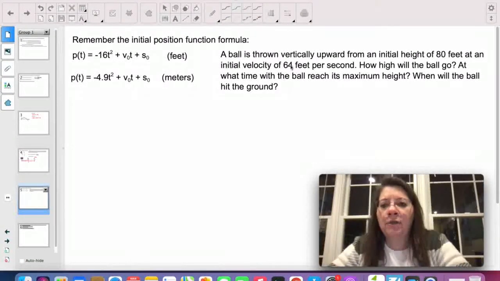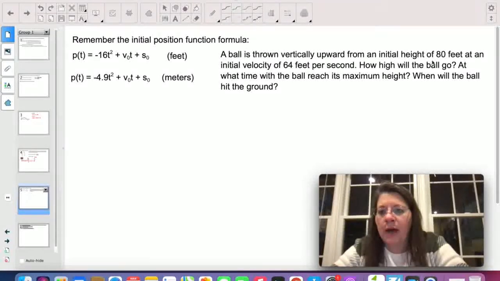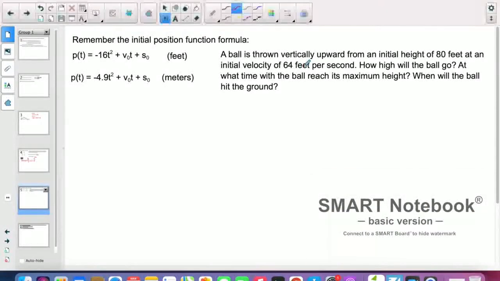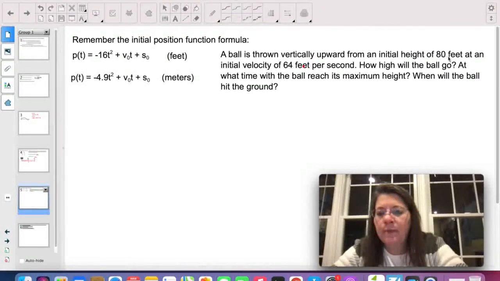So a ball is thrown vertically upward from an initial height of 80 feet at an initial velocity of 64 feet per second. How high will the ball go? At what time will the ball reach its maximum height? And when will the ball hit the ground? Okay, if you think about this, they're not giving us really a whole lot of information about acceleration. But what we need to understand is our initial velocity here is 64 feet per second, and our initial height is 80 feet.